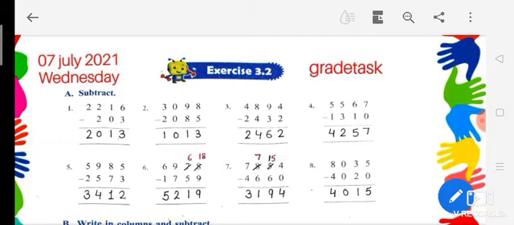Students, we are doing chapter number 3. Chapter number 3 name is subtraction. Subtraction means to take difference. Okay? So start with today's date. Today's date is 7th of July 2021. Day is Wednesday. On the right hand side, you all will write great task. Okay, this exercise is on page number 41.